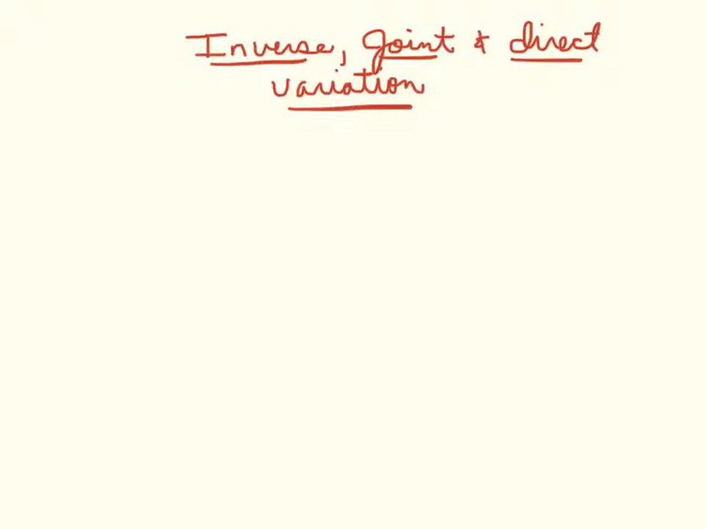Alright, this is a quick video on the first section of Unit 4. It was using the idea of inverse variation, joint variation, direct variation. And what you have to remember is that these are just words to tell us a relationship between two variables, or more than two variables in the case of joint.